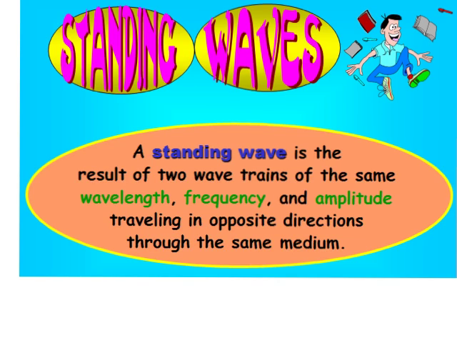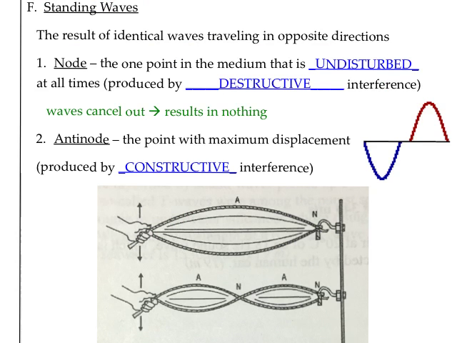Our next and last section is on standing waves. This is an additional slide for you. Feel free to pause and write down this definition if you think it'll help. And now we're going to look at the parts of a standing wave. So as you saw in the previous slide, standing waves are the result of identical waves traveling in opposite directions.